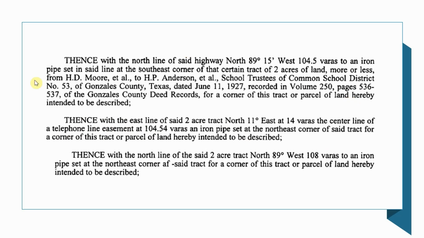Alright, continuing. Thence with the north line of said highway, north 89 degrees 15 minutes west, 104.5 varas to an iron pipe set in said line at the southeast corner of that certain tract of 2 acres of land, more or less, from H.D. Moore et al. to H.P. Anderson et al., school trustees of Common School District number 53 of Gonzales County, Texas, dated June 11th, 1927, recorded in volume 250, pages 536 to 537 of the Gonzales County deed records, for a corner of this tract or parcel of land hereby intended to be described.